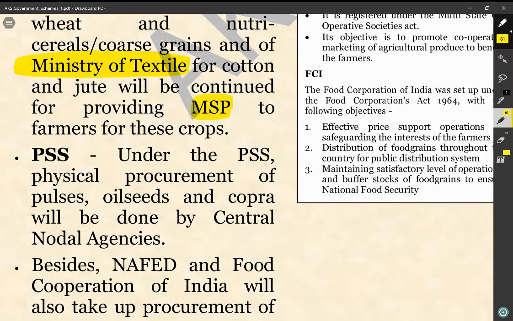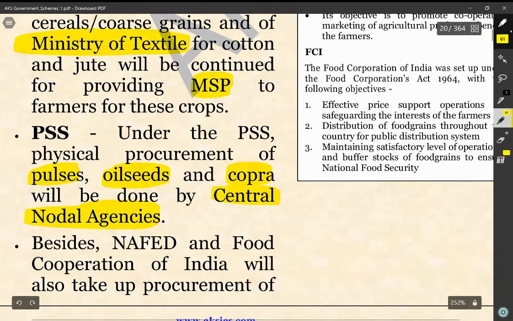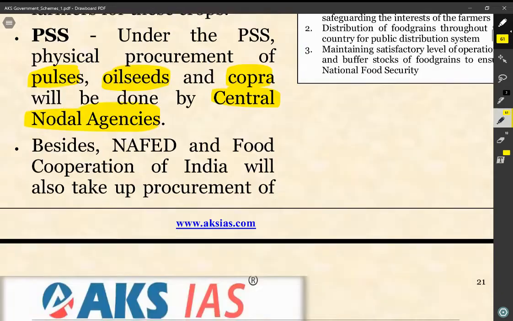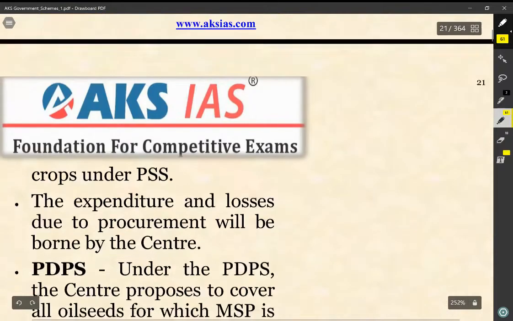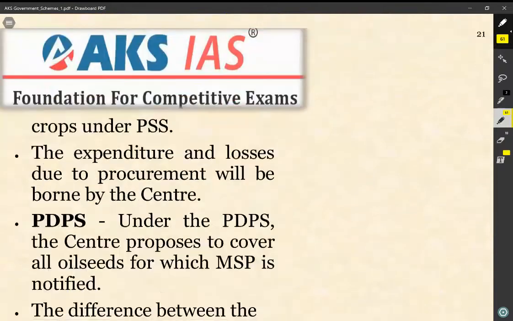Under the PSS, physical procurement of pulses, oilseeds, and copra will be done by central nodal agencies. Besides this, NAFED and Food Corporation of India, that is the FCI, will also take part in the procurement of crops under PSS. The expenditure and losses due to the procurement will be borne by the central government.